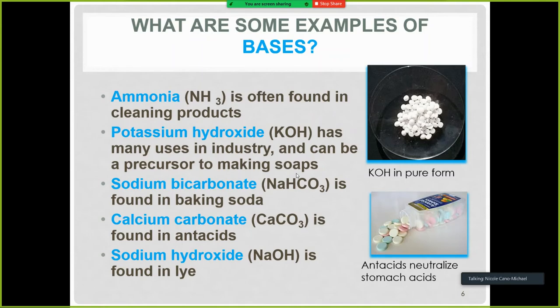And sodium hydroxide, NaOH, is a very, very strong base, and it's found in lye. This is the kind of stuff that we use for drain cleaner. Very, very strong stuff. Very, very high pH, close to the 13, 14 range.